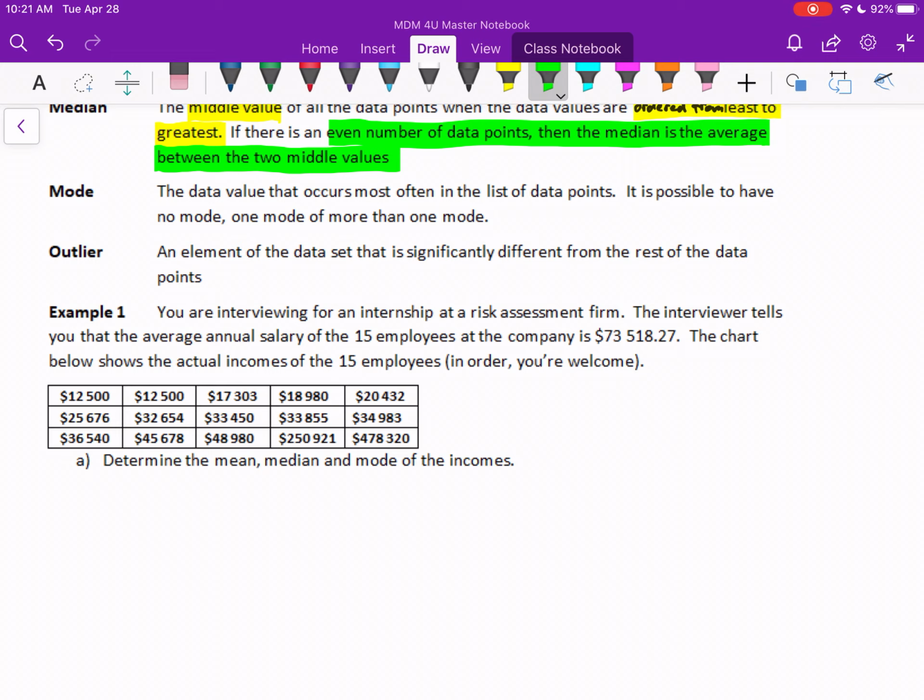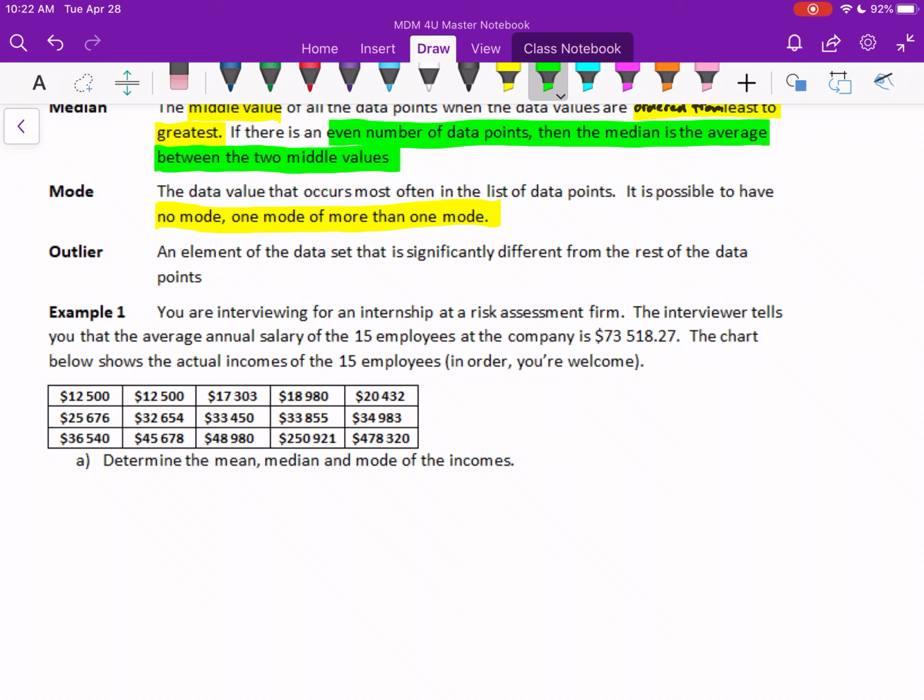Again, it's just literally see which piece of data comes up the most often, and that's your mode. You can have no mode, you could have one mode, you could have more than one mode, depending on, again, what the data is. The last term I want to talk about for the moment is called an outlier. It's an element of the data set that is significantly different from the rest.